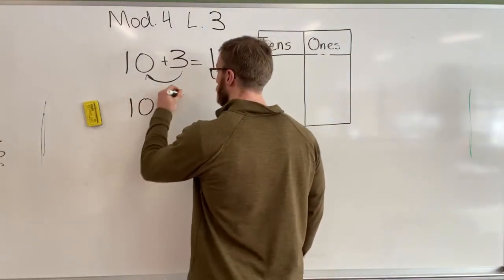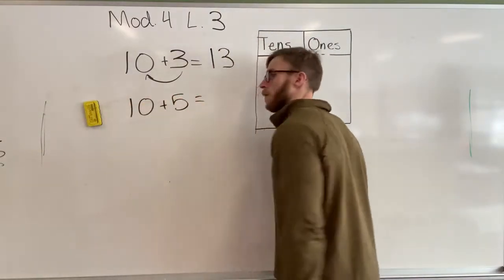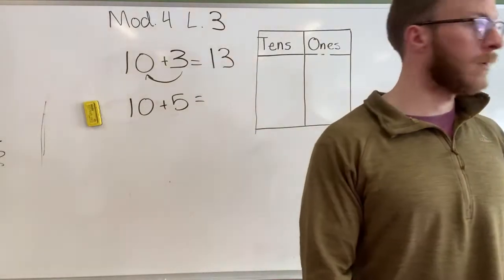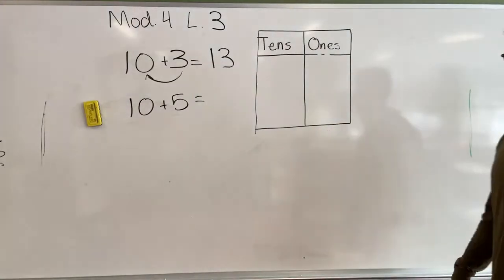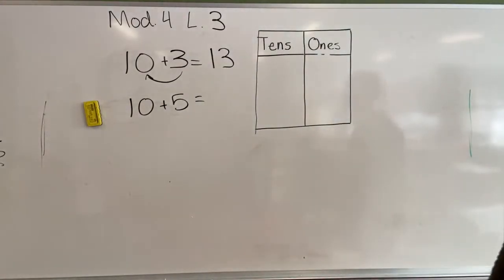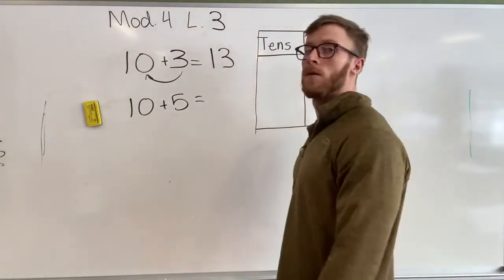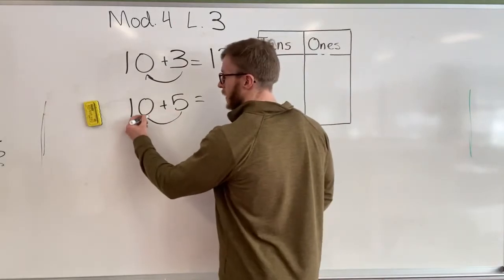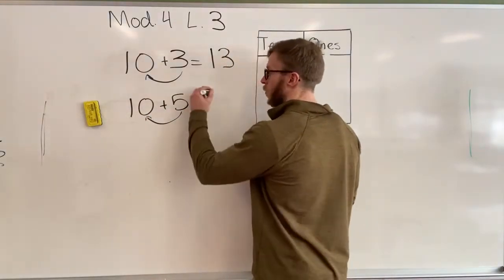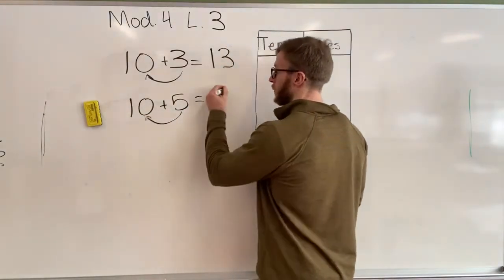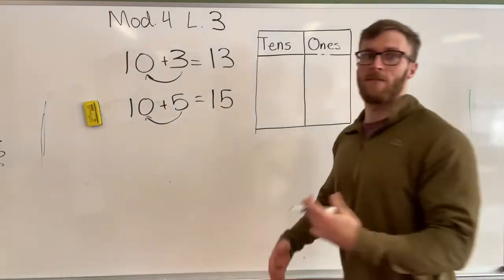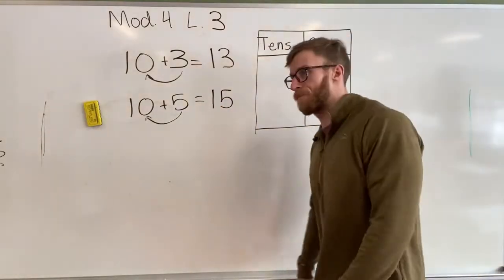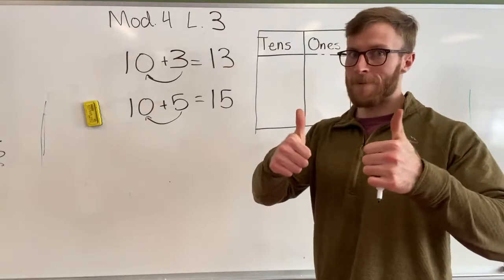10 plus 5. What is 10 plus 5? All right, let's talk about it. I want to move this 5 into that 0's place, so I'm going to keep the 1. And that 0 now becomes the 5. 15. 10 plus 5 is 15. How'd we do with that?